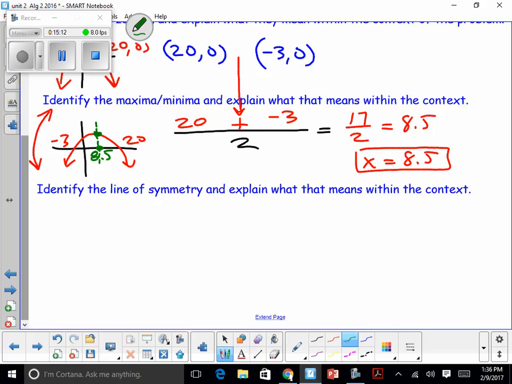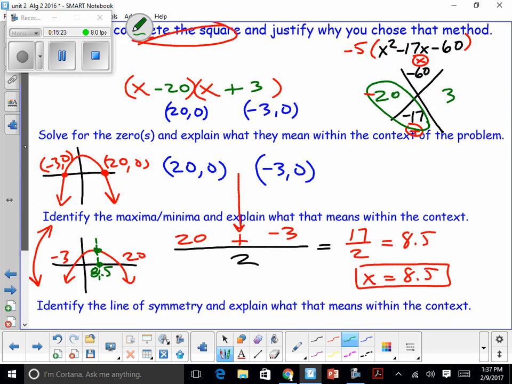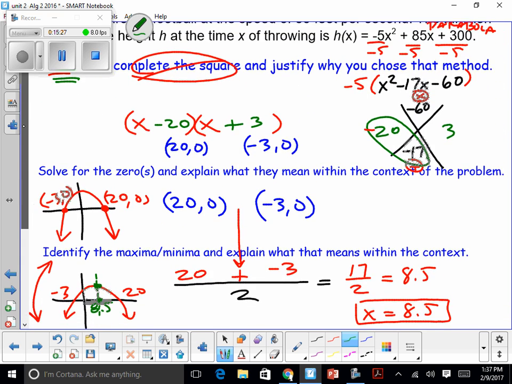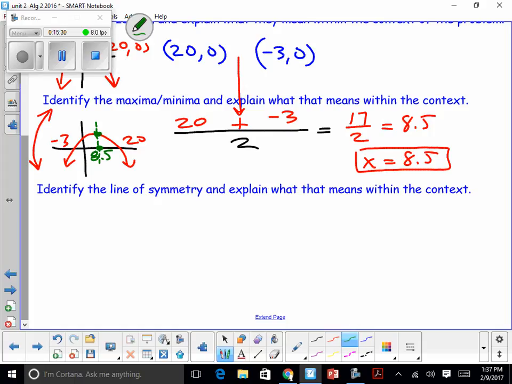For those who want to get that third one, all you have to do is write down the original equation, which I think was a negative 5x squared, I'm not going to memorize it, plus 85x, plus 300. Anybody know the signs? Oh shoot, let me get rid of this x.